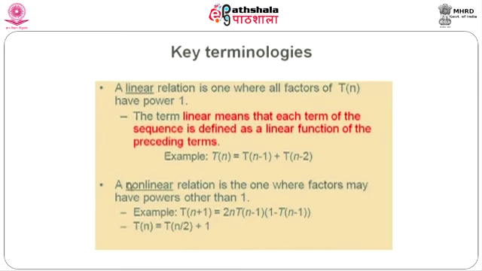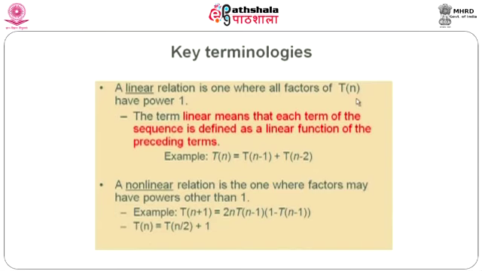On the other hand, a recurrence equation is termed a nonlinear relation if the factors have powers more than 1. For example, you can see very well the powers of this are more than 1. Similarly, this is also a nonlinear recurrence equation because you have something like T of n by 2 plus 1. In other words, these are called the divide and conquer kind of recurrences, where the term is obtained by a nonlinear combination of the previous elements.